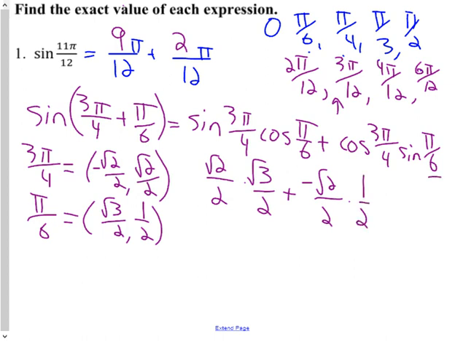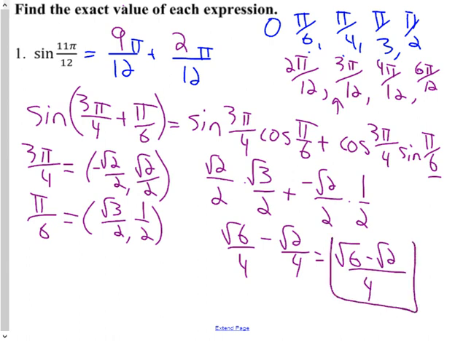So we're just going to multiply those. I get root 6 over 4 minus root 2 over 4. And we can rewrite that as root 6 minus root 2, all over 4. You can't simplify further than that.